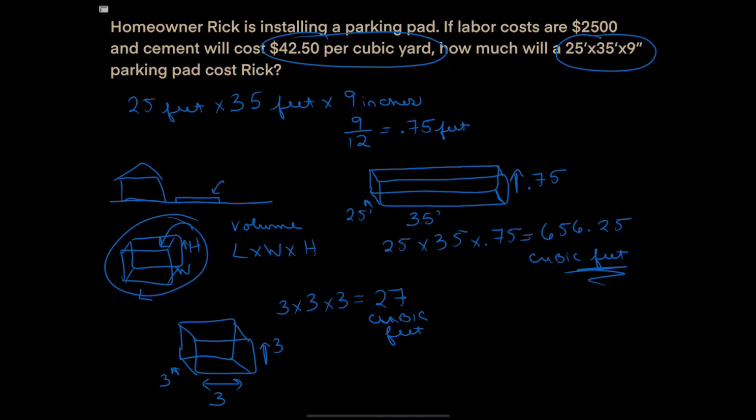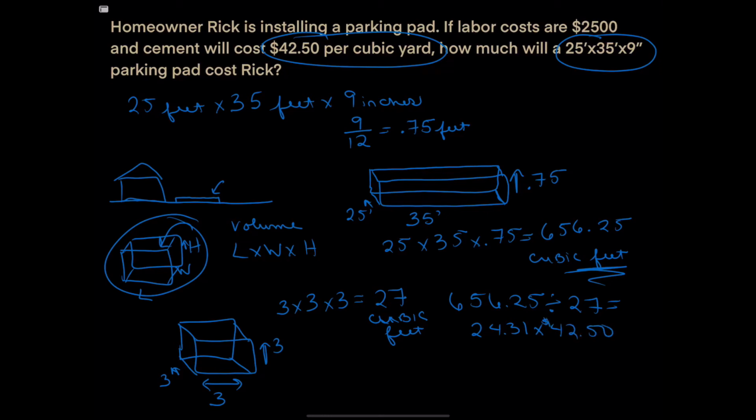So we're basically taking a yardstick by a yardstick by a yardstick: a yardstick deep, a yardstick wide, and a yardstick tall. There's 27 cubic feet in there. So knowing that means that we can take this 656.25 and divide it by 27, because that's going to tell us how many cubic yards are in that parking pad. And when you do that math, you find out that there are 24.31 cubic yards.